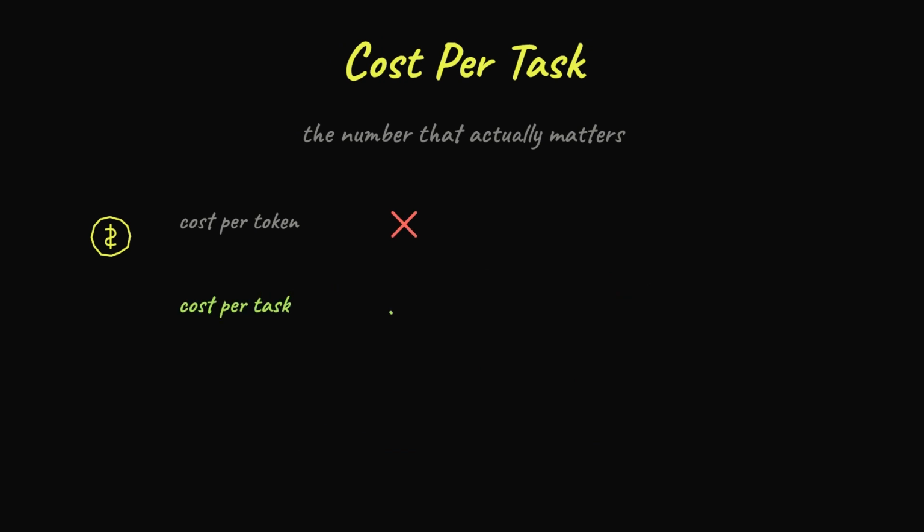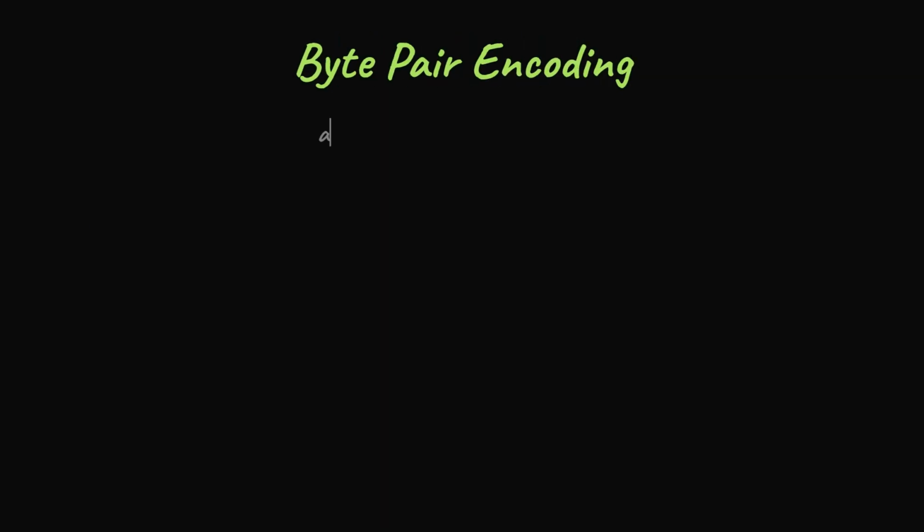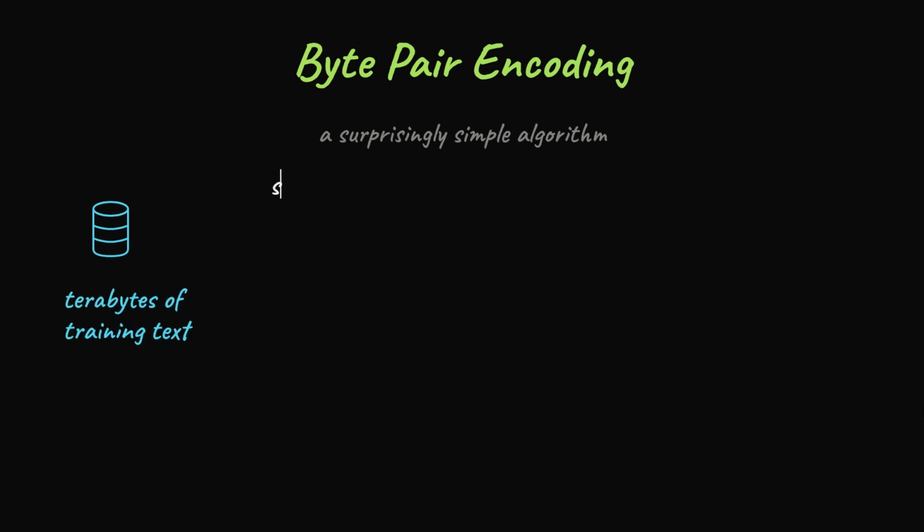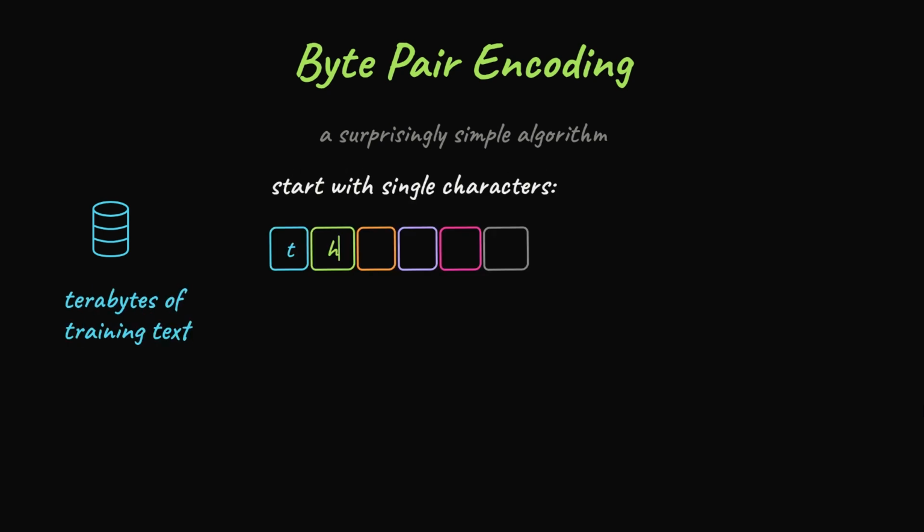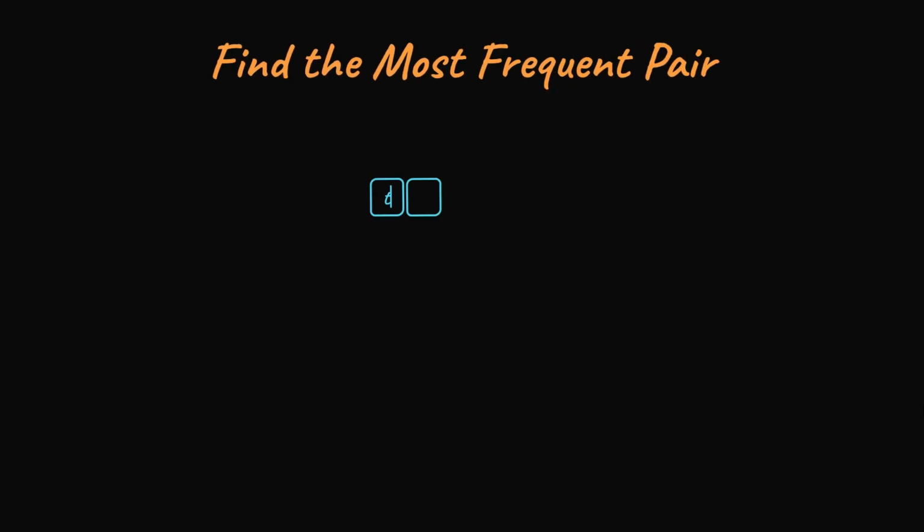Now, let me explain how these vocabularies get built in the first place, because it's a surprisingly simple algorithm. The standard approach is byte pair encoding. You start with a vocabulary of just individual characters, then you scan a massive pile of training text, terabytes of it, and you find the pair of characters that appears next to each other most often. Maybe that's T followed by H. You merge those into a single new vocabulary entry, TH.